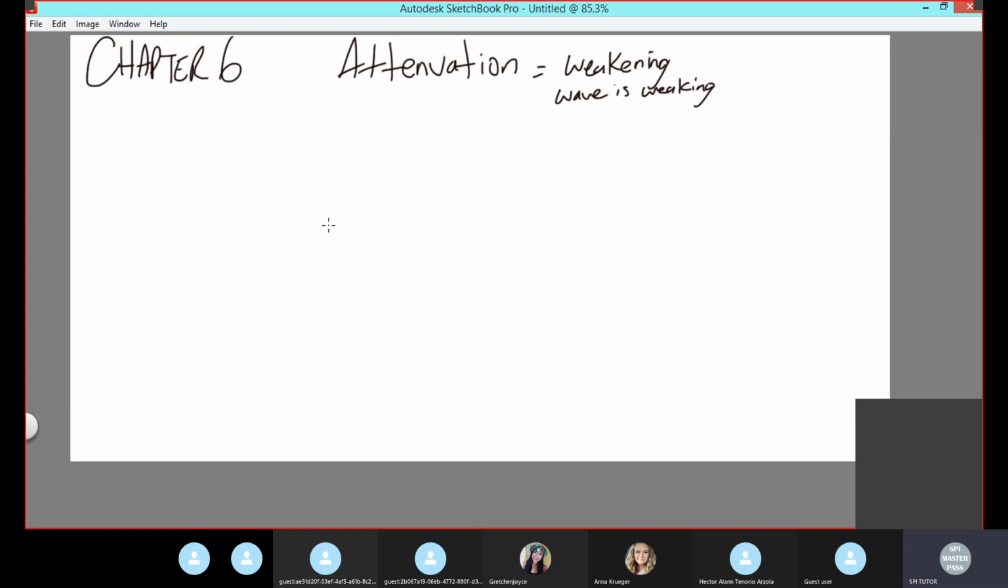So attenuation is you becoming weaker. Then the question becomes, how do you become weaker, right? What's making my wave become weaker? The book tells you that there are 3 things that make your wave get weaker. You have reflection, scattering, and absorption. These are the three ways your wave gets weaker.